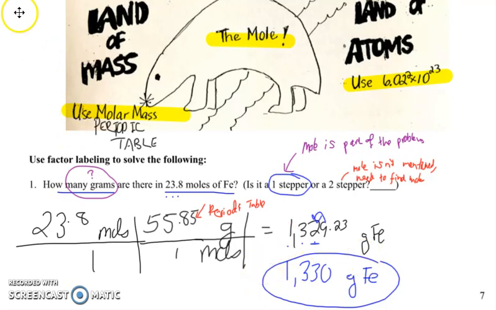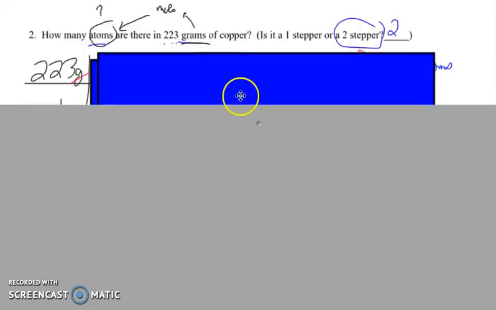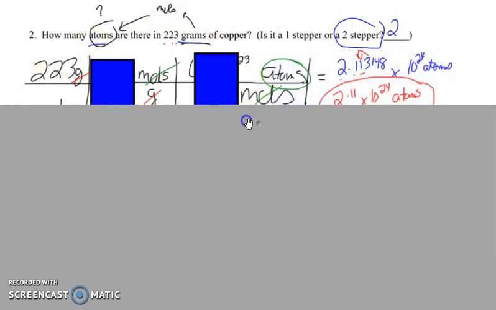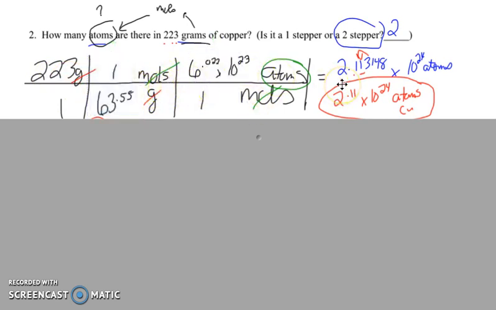I want to show you one two-stepper before we run out of time. We got 30 seconds. Oh, can we do it? This one, mole is not part of the problem. We want atoms. We're given grams. So it means we're going to go grams to moles to atoms. It is a two-stepper. Here is the setup. Given grams, get rid of grams, go to moles. You're at moles, get rid of moles, go to atoms. Here are your conversion factors. Here's your final answer, and I will do another video explaining more.